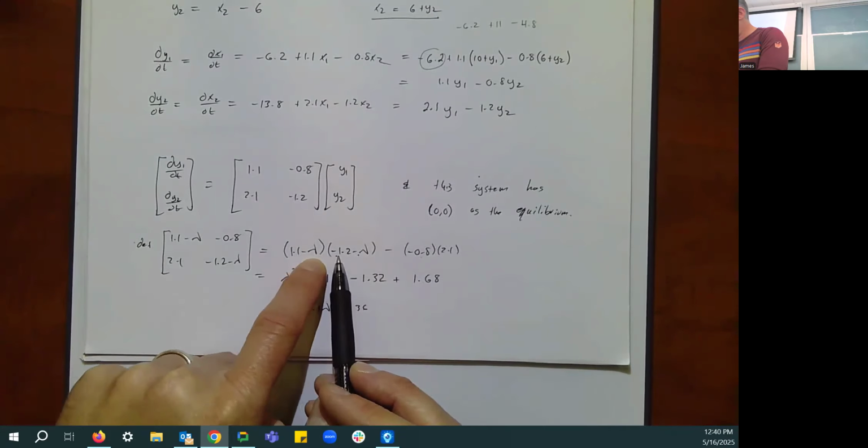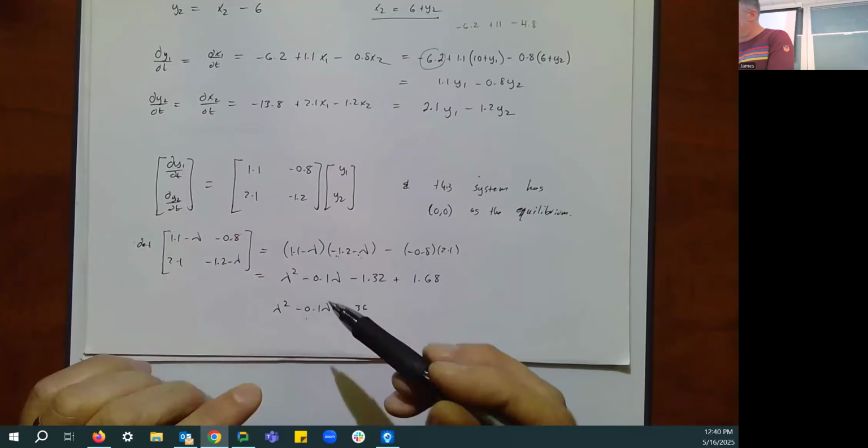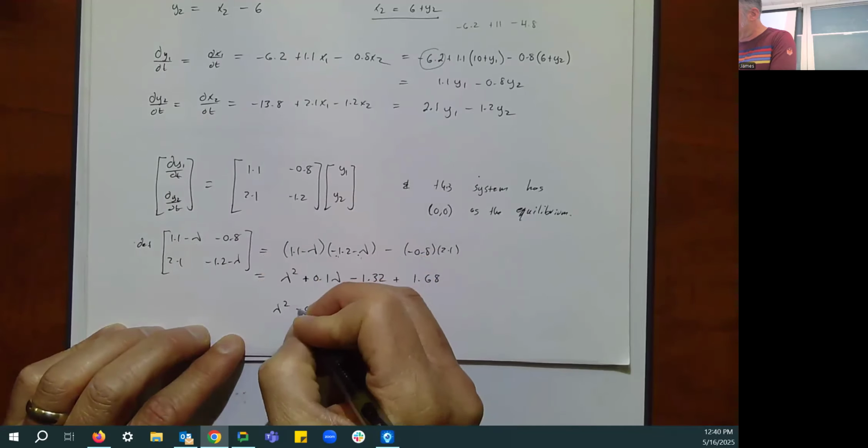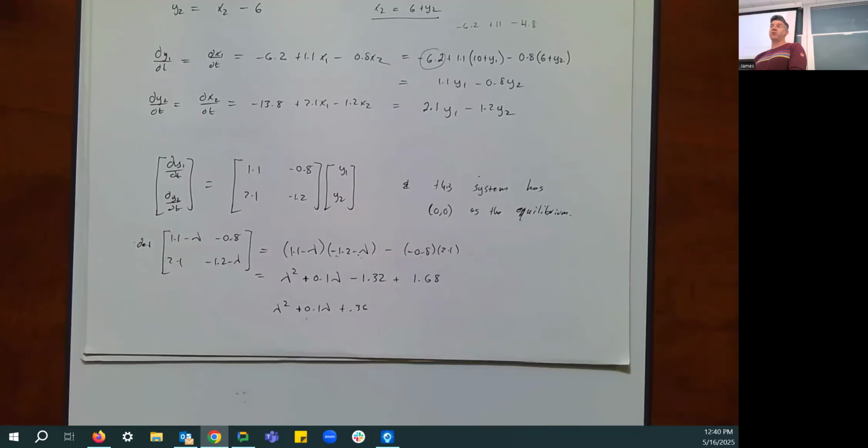Plus 1.2 lambda minus 1.1 lambda should be plus 0.1 lambda, because the coefficient of lambda should be the opposite value of your trace. Our trace is negative 0.1. Our coefficient of lambda is positive 0.1. And then this value over here, 0.36, is the determinant of the matrix we found before.